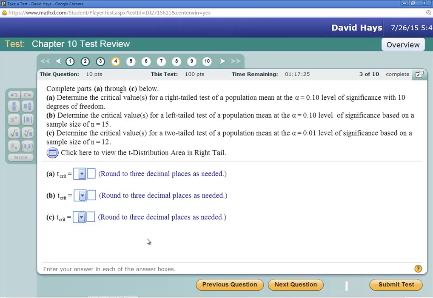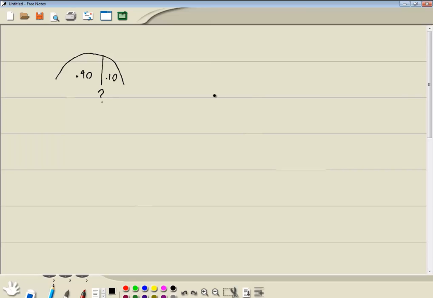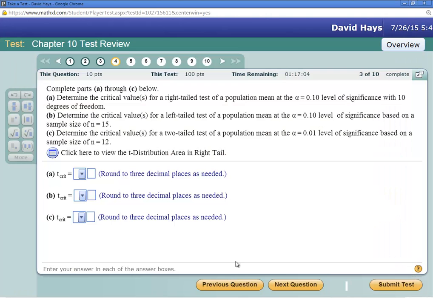So we got 10 degrees of freedom. We're going to look for the 10 degrees of freedom row. And this is area in right tail. It should actually say area in one tail, not area in the right tail, but in this case it is a right tail. It's 10%, so we're looking at 10%. Come down here, and it says 1.372.